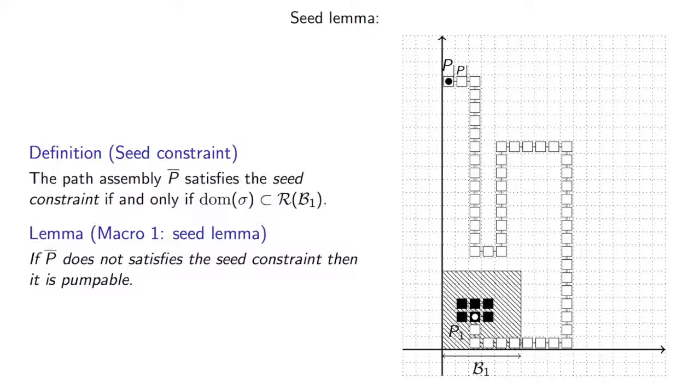Here is a new path assembly which satisfies the seed constraint. Note that the position of the seed depends on the path assembly since we consider macroscopic conditions. There are two interpretations of this lemma. The first one is that a path assembly which satisfies the macroscopic conditions cannot grow more than a distance B1 to the south or to the west of the seed without being pumpable. The second interpretation is that the distance from the seed to the origin of the plane is less than B1.